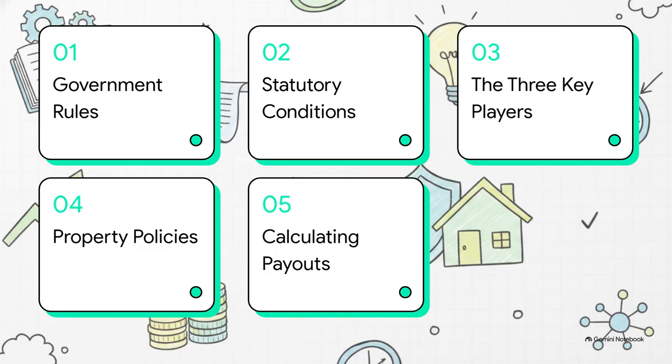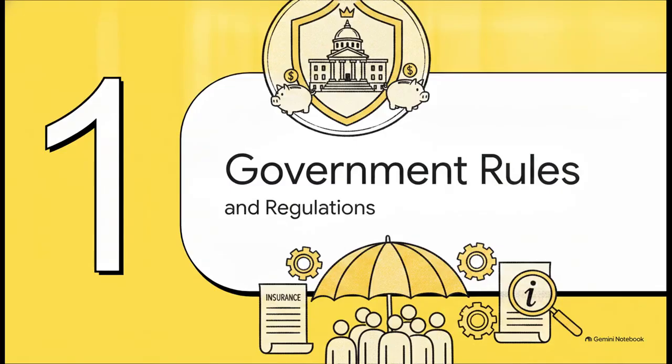All right, here is our roadmap. We're going to cover government rules, statutory conditions, the three key players, property policy fundamentals, and finally, calculating payouts. Let's get right into it. Section 1. Government Rules and Regulations.